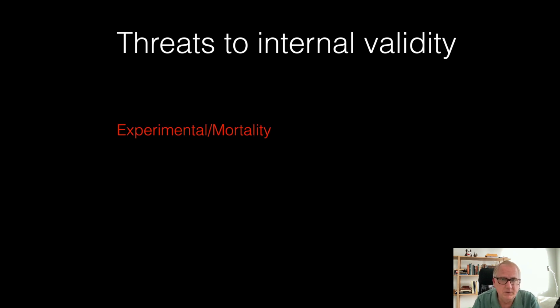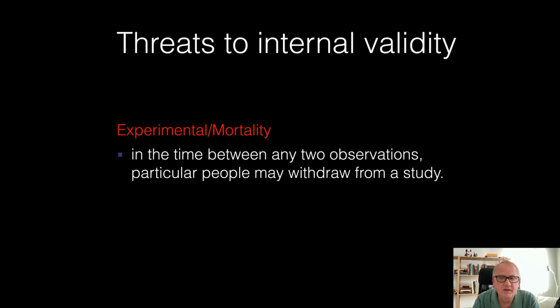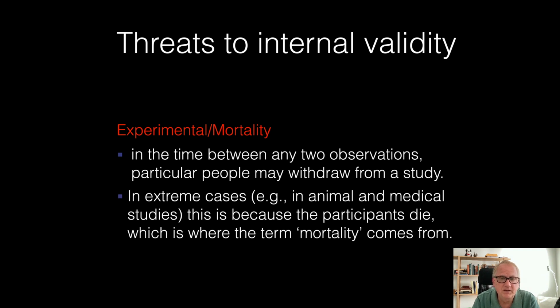Finally, the last threat to internal validity is called experimental or mortality threats. This is that in the time between any 2 observations, particular people may withdraw from a study. If I'm doing a study that takes a long time, like measuring people over 3 weeks or a month, I'm going to have people who withdraw from the study, who quit, who don't come back. In some extreme cases, like in animal and medical studies, this could be because the participants die, which is why it's sometimes called the mortality threat, because people drop out because of the medicine or they got old or whatever it happens to be.